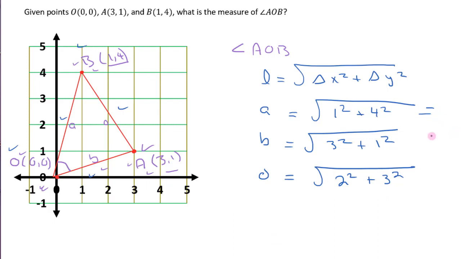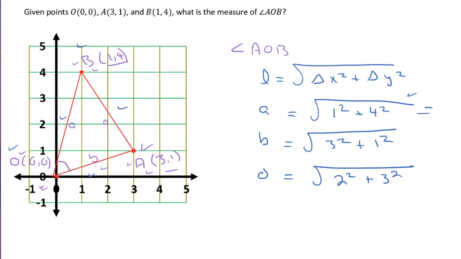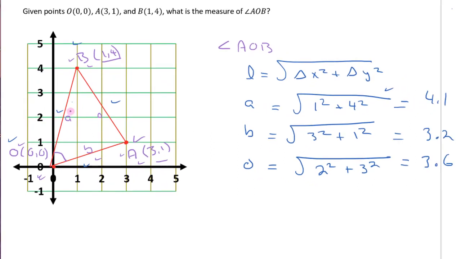Now, we can determine the length of A, B, and O with the information that we have. After punching this in on my calculator, I get side A as 4.1. Side B is going to be 3.2. And side O is going to be 3.6. I have a triangle where I know all 3 sides, and I know if I know all 3 sides, I can use the cosine law to calculate an angle. In this case, I want to calculate angle O, or angle AOB.